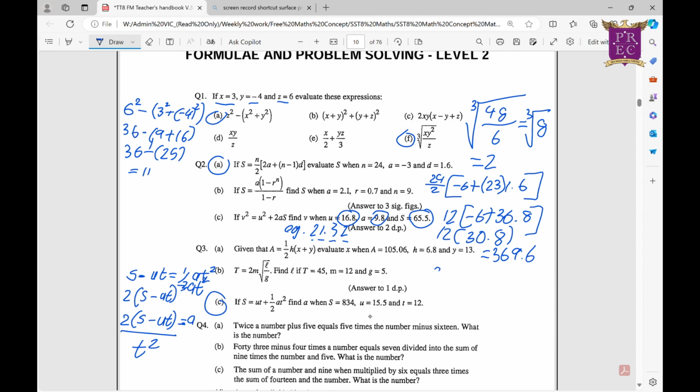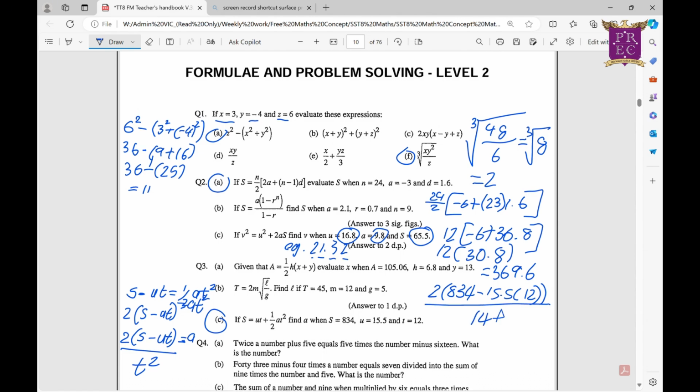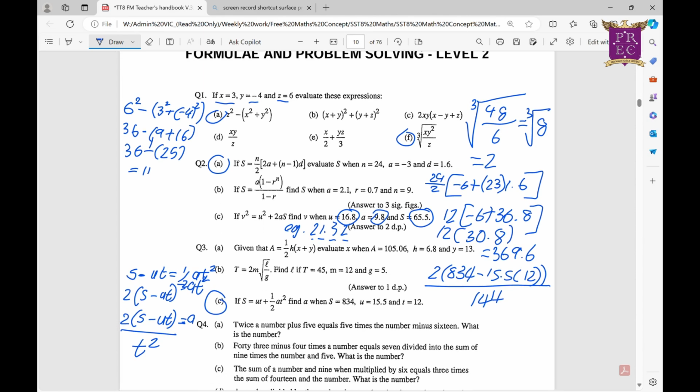I'll just bring it over to this side so that it's easier for me. 2 times 834 minus u times t. So minus 15.5 times 12. Close the brackets again and divide by t squared, which is 144. I suggest you do it on a calculator and find the answer.